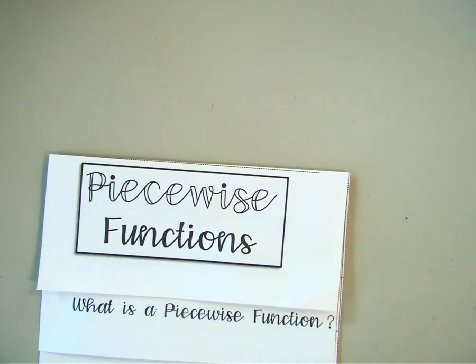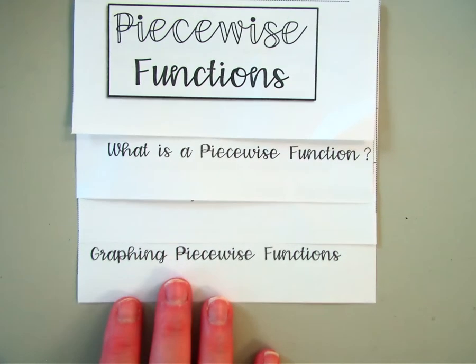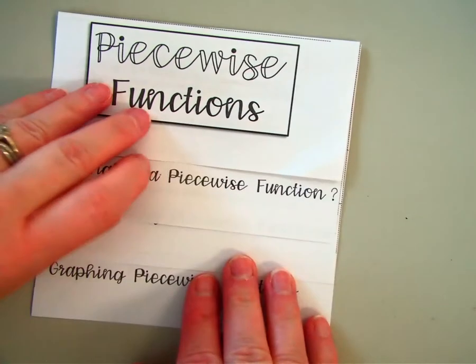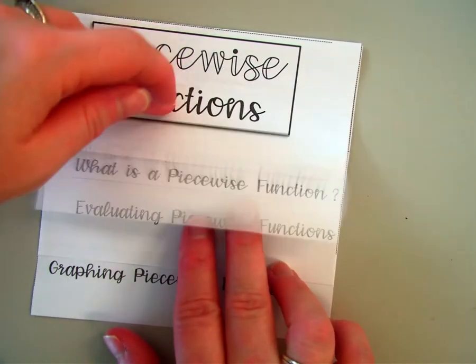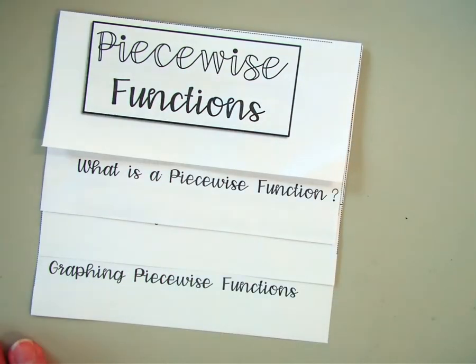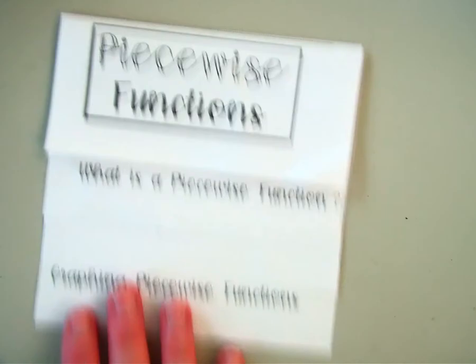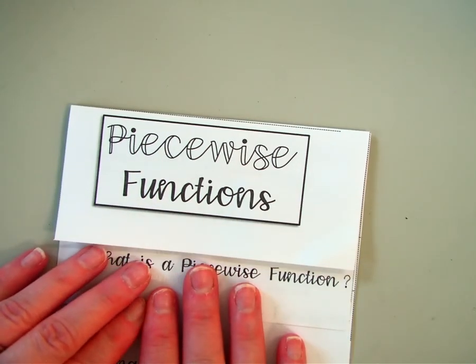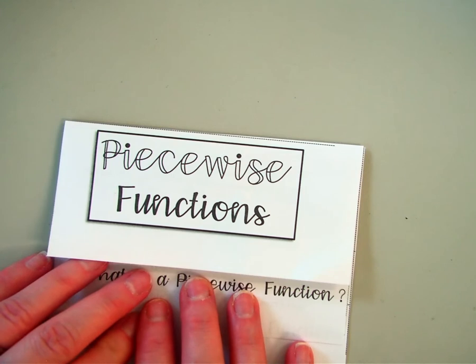All right, piecewise functions. Here's our foldable. As you can see, I got a little extra paper right there. You don't really want to cut it because then it cuts off one of the questions, so it overlaps a little bit, which is okay. That's fine.